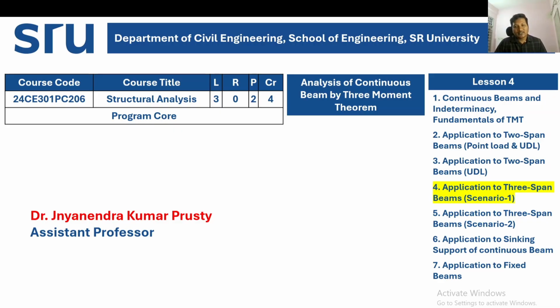In the last class, we initiated this chapter, analysis of continuous beam by three moment theory. We discussed what a continuous beam is, what statically determinate and indeterminate structures are, and the fundamentals of three moment theory. Then we solved one two-span beam with a point force.